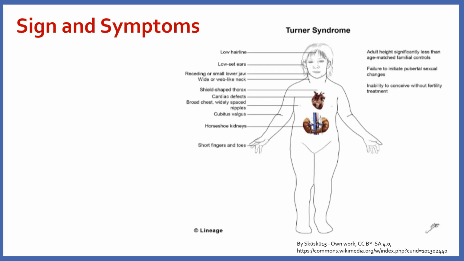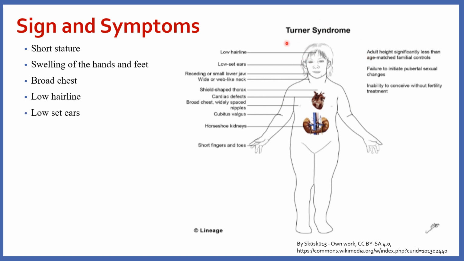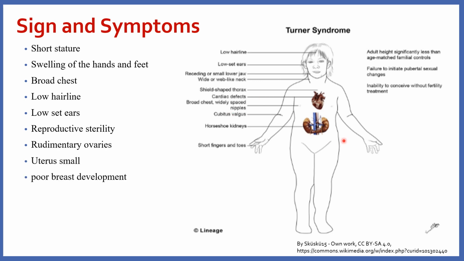So let's see the signs and symptoms of Turner syndrome. Number one is short stature. The female who has Turner syndrome is short in height. Then there is swelling of the hands and feet. Their chest is broad, their hairline is low, and they have low-set ears. They are reproductively sterile, and rudimentary ovaries are present. Their uterus is small, and there is poor breast development.